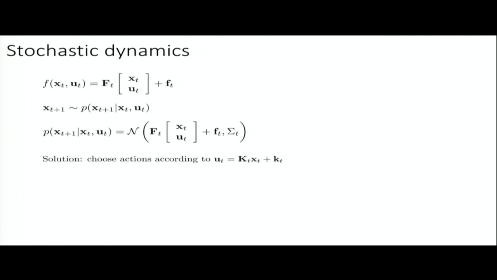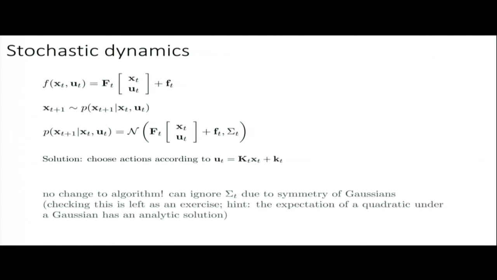In this case, you can actually still choose your actions according to exactly the same feedback control law. And there's actually no change to the algorithm. So you can actually ignore the noise. And the reason for this is that essentially the different outcomes under the Gaussian are symmetric. You can check this as an exercise if you'd like, because the expectation of a quadratic under a Gaussian actually has an analytic solution. So you'll get these additional terms in your cost that look like sigma times the quadratic part of the cost.